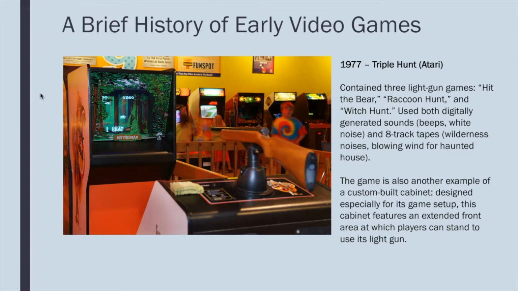And along with some simple programmable sound generator sounds, Triple Hunt came with an 8-track tape inside, and it would actually play appropriate sound effects. So you could get maybe wilderness noises, for Hit the Bear, or Witch Hunt, which has this sort of haunted mansion look with ghosts and witches, would have the sound of wind blowing through the trees and wolves howling in the distance to make it kind of creepy.